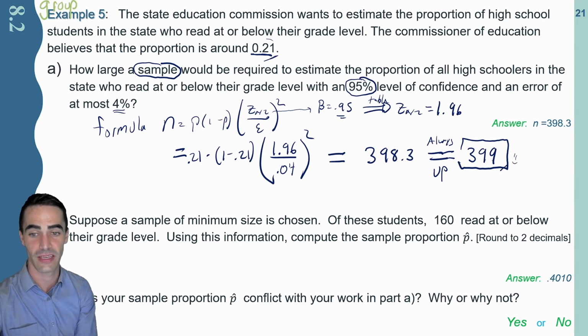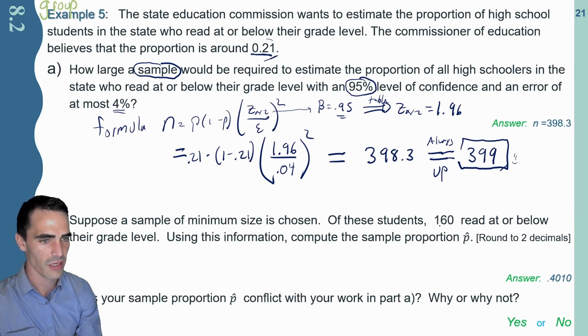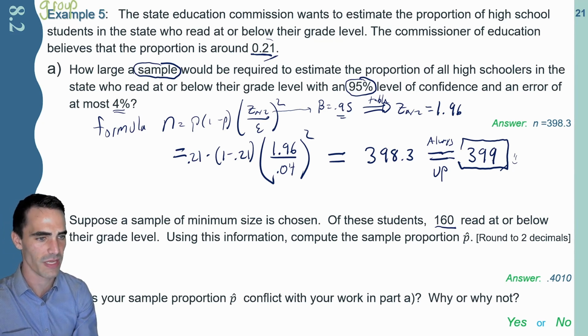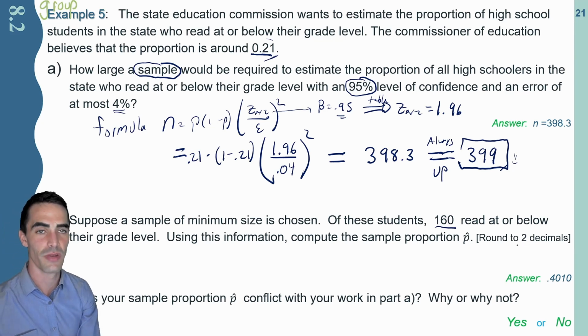In fact, in part B, it looks like they did. Suppose a sample of minimum size is chosen. Of these students, 160 read at or below their grade level. Using this information, compute the sample proportion p hat, and we'll round to just 2 decimals.